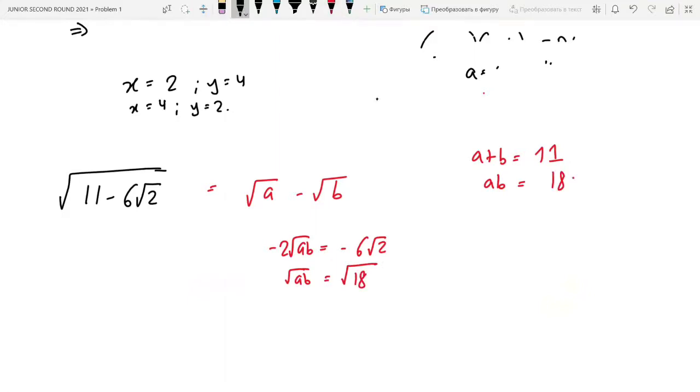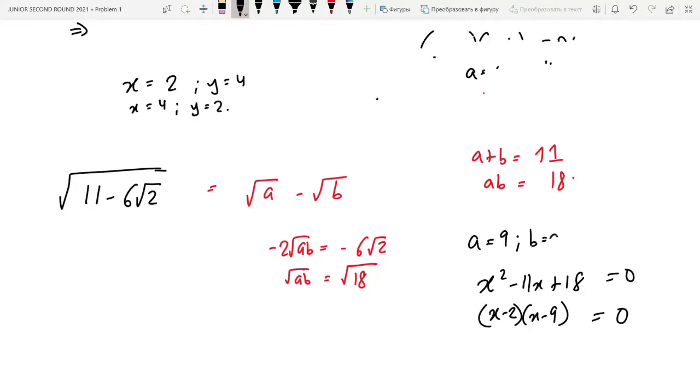Recall that A and B should now both be roots of this equation. Let me use a different variable because I have A here. So x squared minus 11x plus 18 equals 0. This can be factorized as (x minus 2)(x minus 9). Remember, A has to be bigger than B, and the positive values are both either 9 or 2. So A has to be 9, B has to be 2. A equals 9, B equals 2.